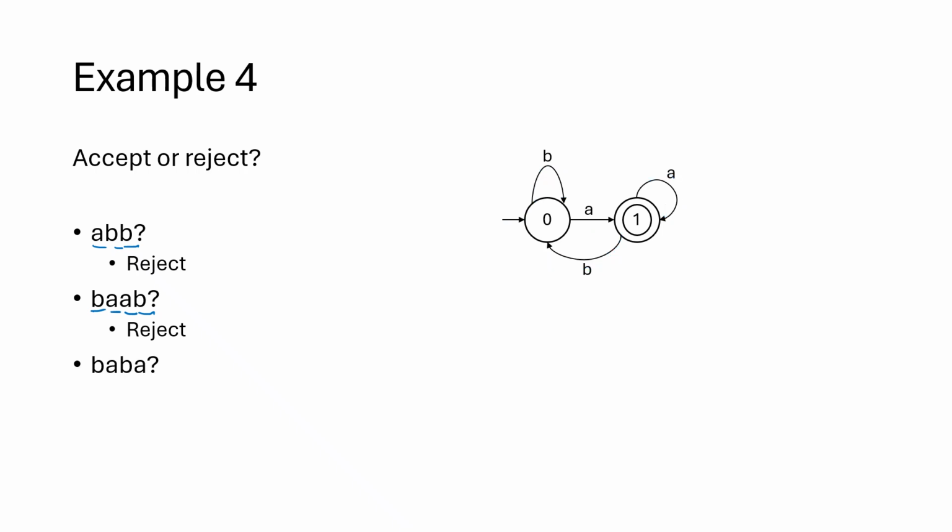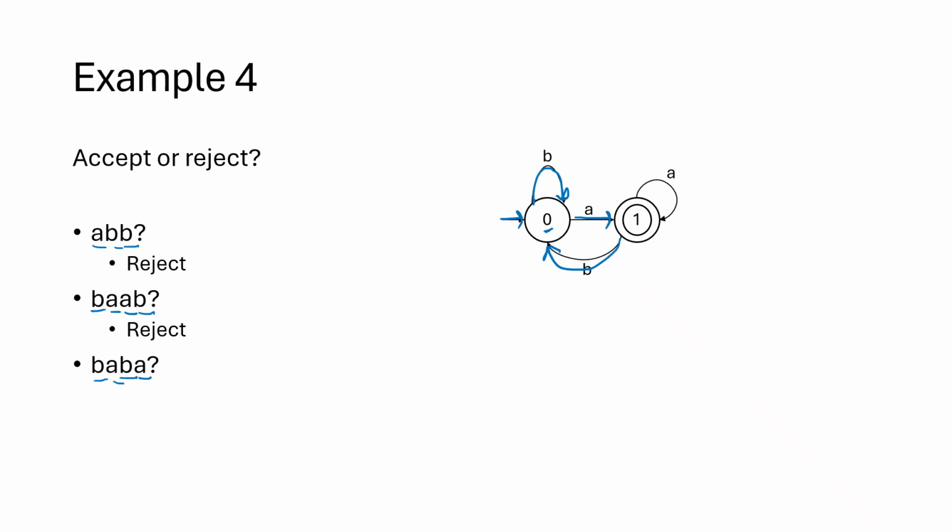And the third one is BABA. Again, following a similar procedure, starting from the initial state, with a B, we stay at 0. With the next symbol, which is an A, we go to 1. Then we have a B, which takes us back to 0. And then we read the final symbol, which is an A.